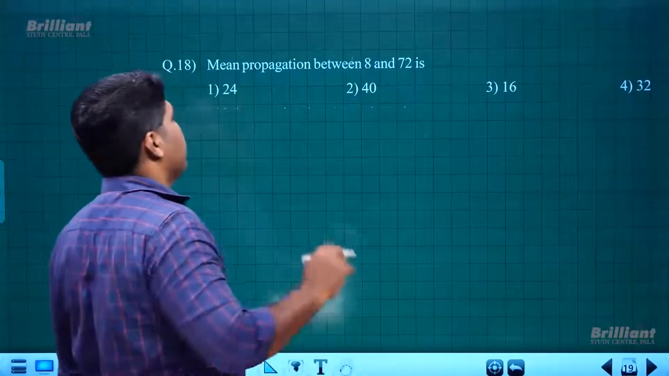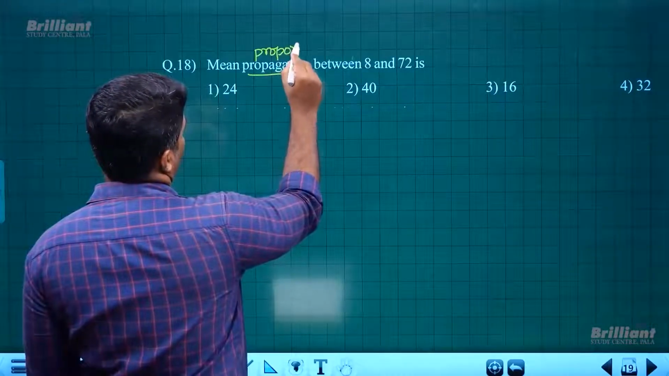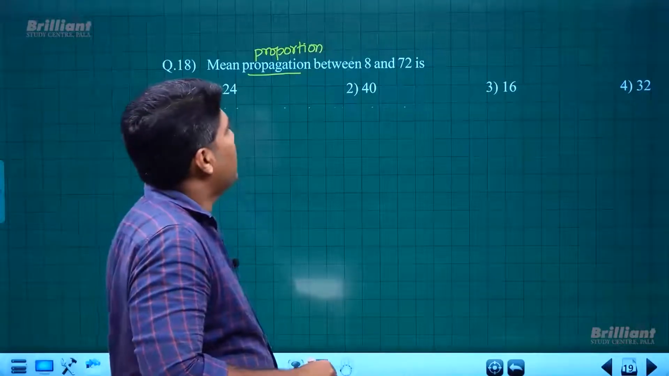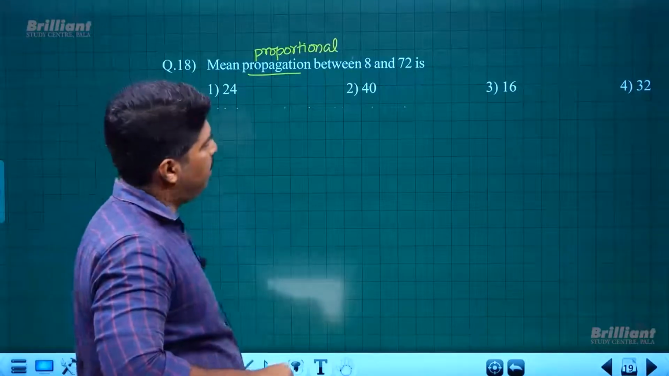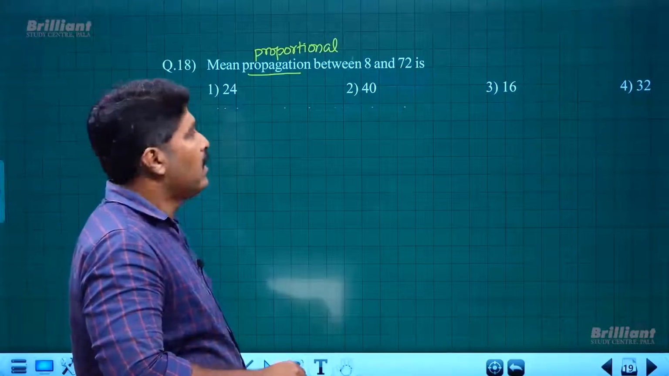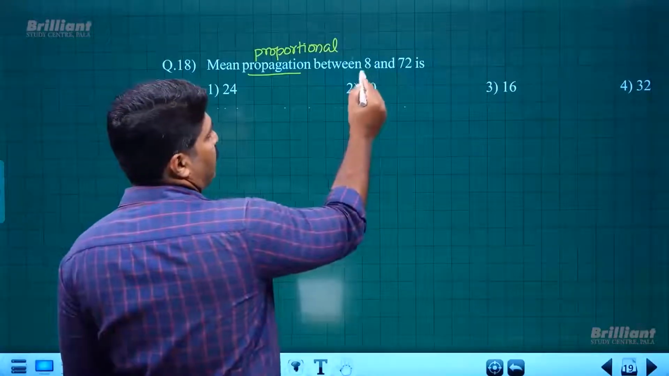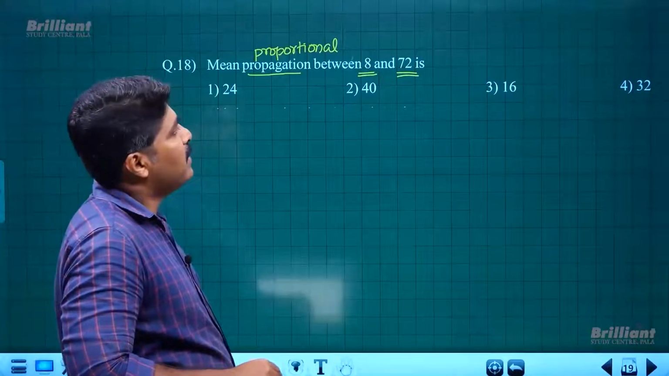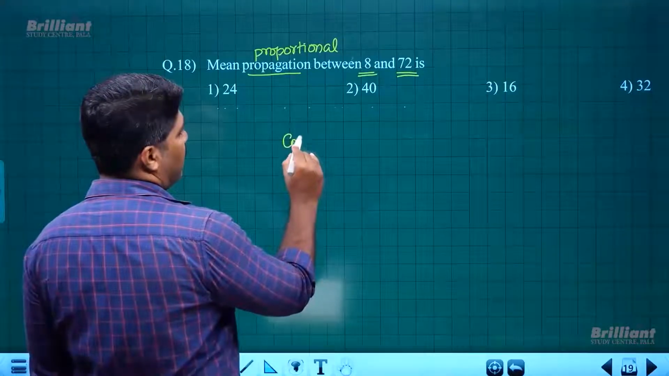Mean proportional. Correct. So mean proportional between 8 and 72. Proportion in the sense mean proportional, that's more correct. Mean proportional between 8 and 72. So how to find it out? What is the concept behind this mean proportional? Whenever we have two quantities like this, and to find out what is a mean proportional between these two values, you have to understand it's a case of continued proportion.